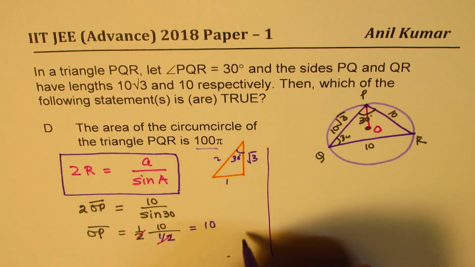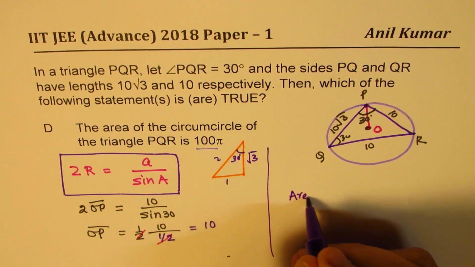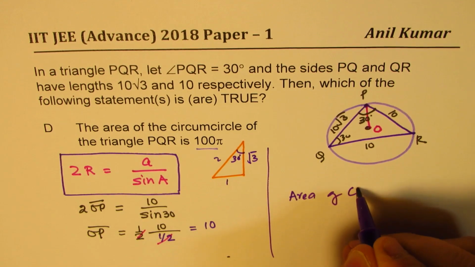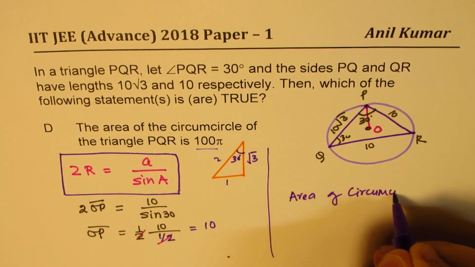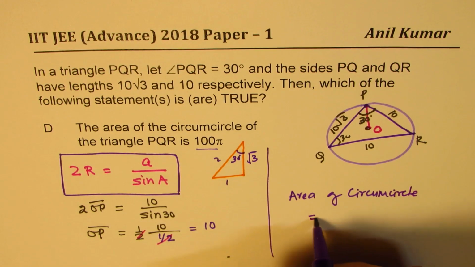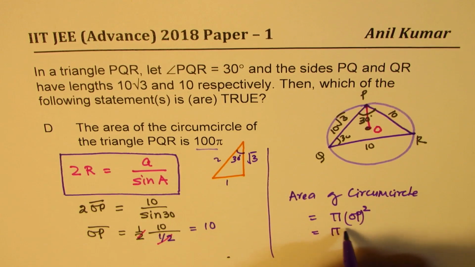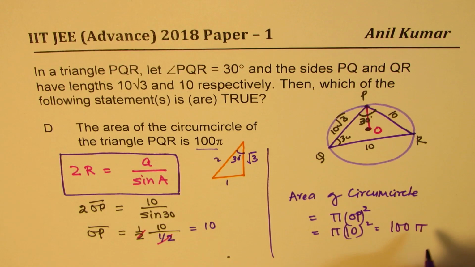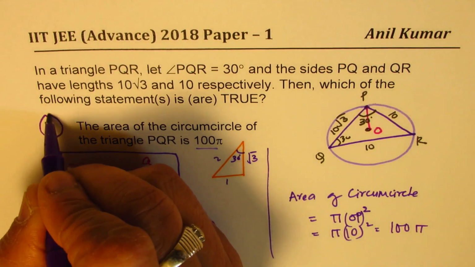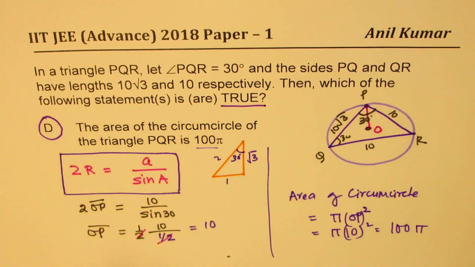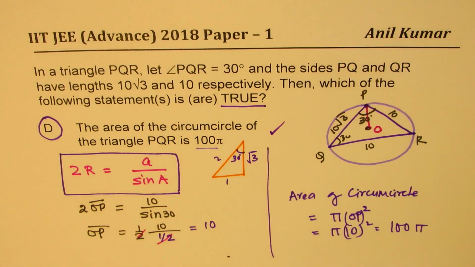Now if OP is 10, then the area of the circumcircle will be pi OP squared, which is pi times 10 squared, which is indeed 100 pi. So that answer is also correct. We have to circle the correct answers. That is how we are going to solve this question.